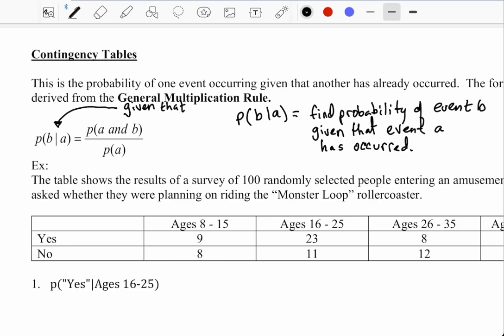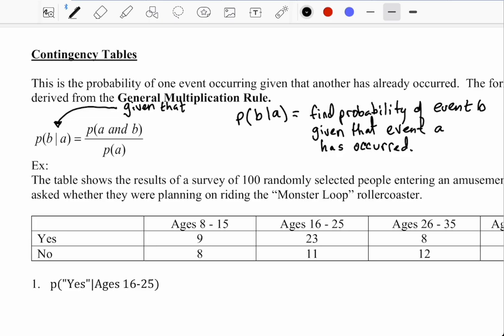Physical therapy or something. So it's saying find the probability of event B occurring given that event A has occurred. Right? And it's not always the easiest thing in the world to determine, but if we follow this rule, we can get there pretty quickly.